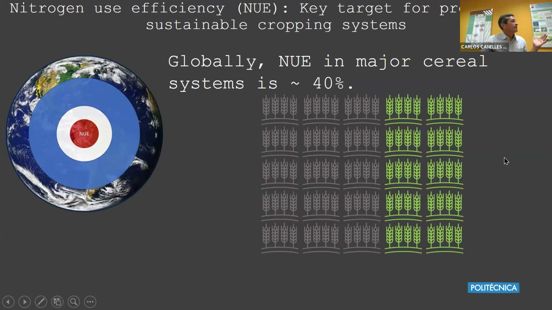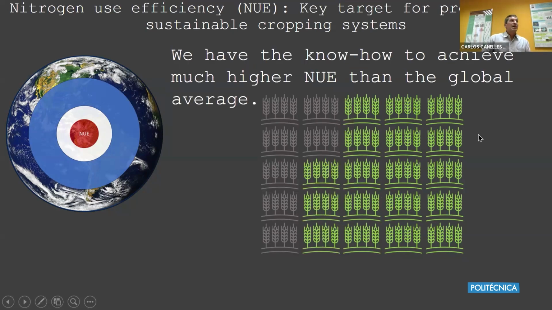But nitrogen use efficiency in major cereal systems, averaged across a lot of different landscapes, is not that good, about 40%. That means that a lot of the fertilizer that we apply is not used. We've had about a 3-fold increase in fertilizer over the last 50 years and about a 2-fold increase in food, which is a good outcome, but our marginal returns to increases are lower and lower.